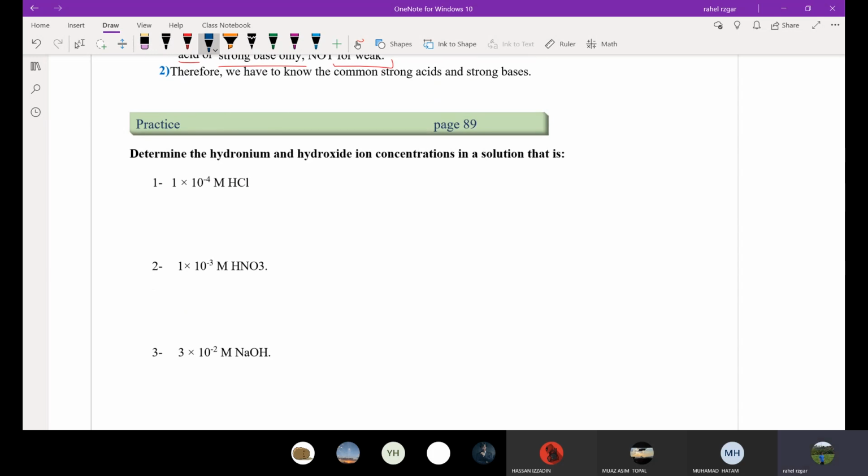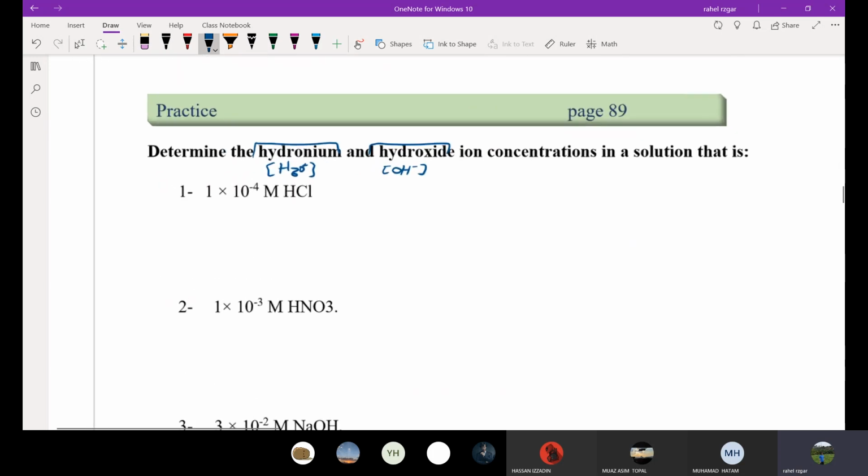Let's see what is required. It says determine hydronium and hydroxide. It means find the concentration of H3O and the concentration of OH for all of these.